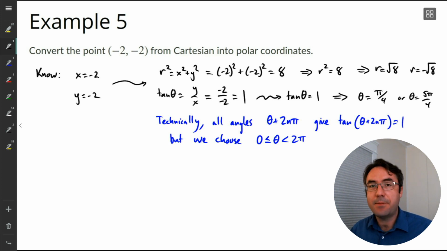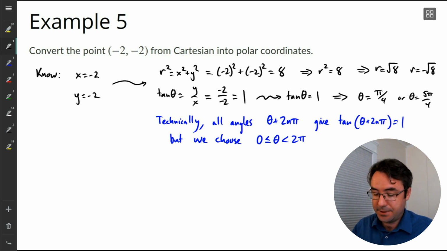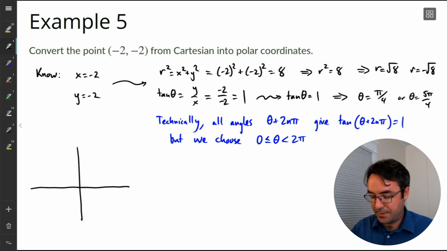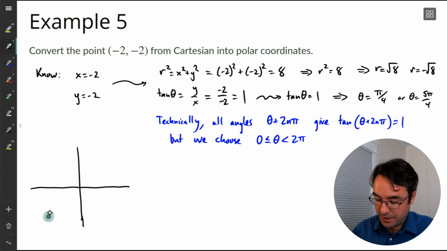And to help us match things up, it helps to identify which quadrant -2, -2 is in. So let's get a really rough sketch here of the point. So let's draw in our axes. And -2, -2 means we go to the left 2 units and down 2 units. So we're down here. We're in the third quadrant. Maybe a little bit further down.